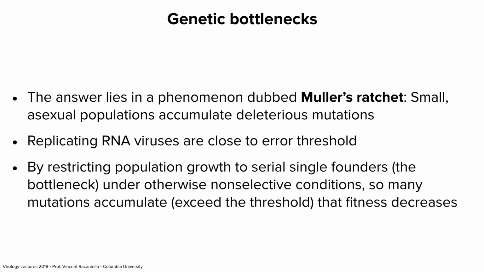So what is happening is explained by a genetic concept called Muller's ratchet. And this was formulated a long time ago by Dr. Muller to explain why sex arose in organisms. And what he found was that small asexual populations, organisms that do not reproduce sexually, just by division, eventually will accumulate deleterious mutations.